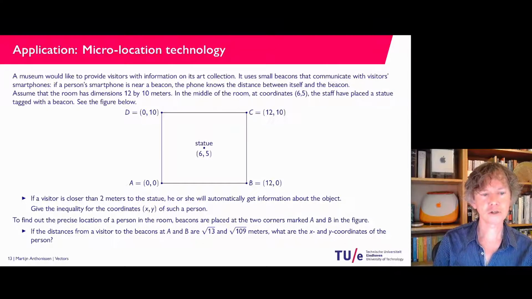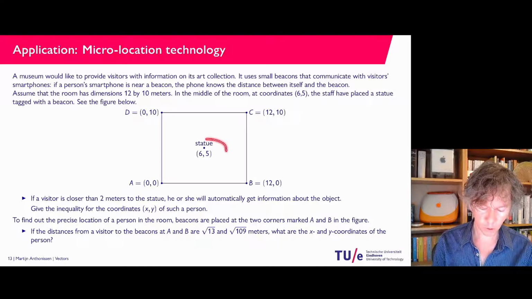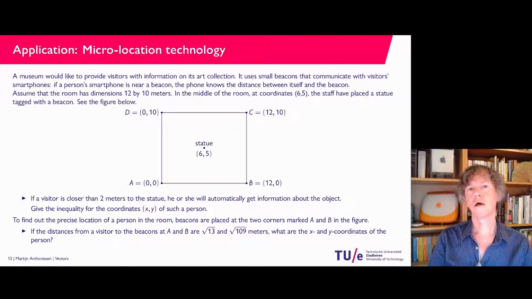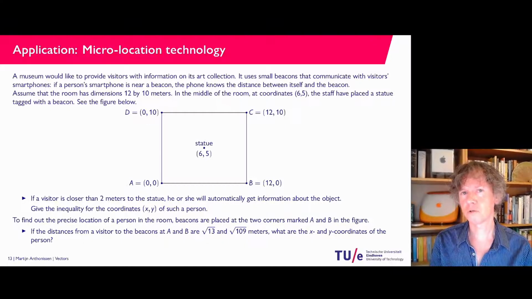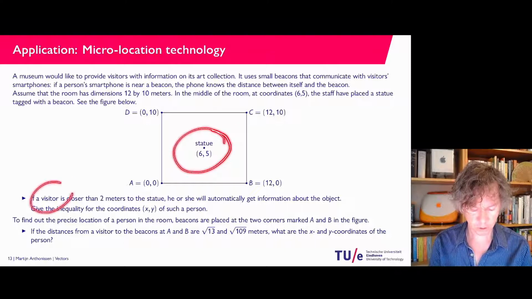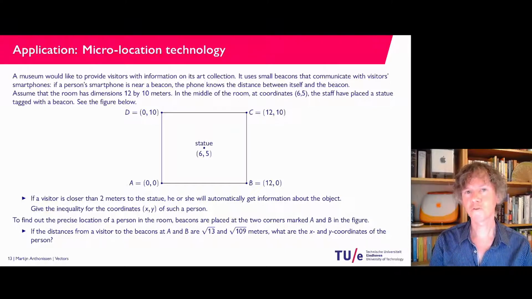So what is being asked here is give the inequality for the coordinates x, y of such a person. So we know the coordinates of the statue. The person has coordinates x, y. What condition should hold for x and y to get the information? So what you have to write down is an inequality that says that the distance between the statue and the visitor is less or equal to 2 meters. So I'm going to leave this to you to solve. If you have any difficulties, let me know.